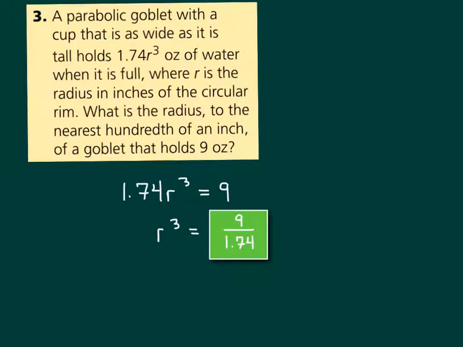So then what do we do to get r? Mr. Easley? We do 9 over 1.74 to the 1/3 power. That's one way to look at it. We could raise each side to the 1/3 power. So r equals what? When you put that in your calculator, you get 1.73. The units here, inches.